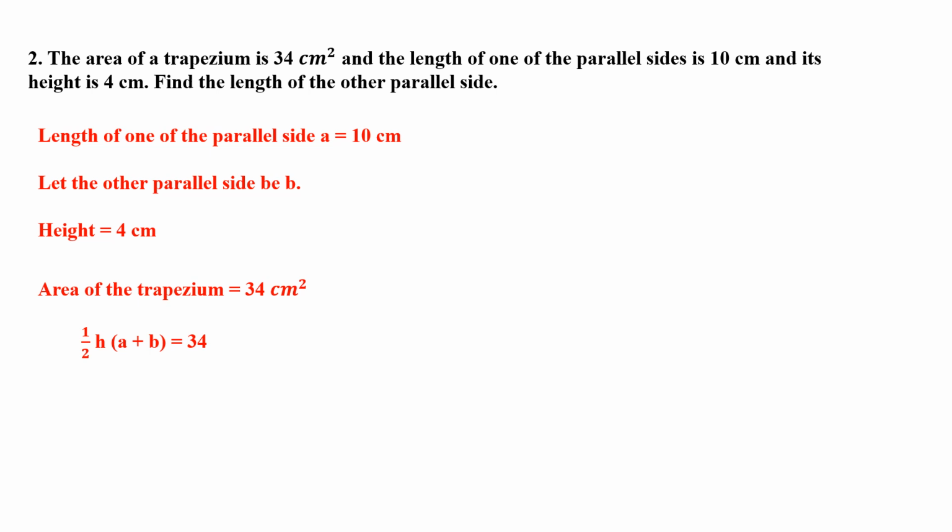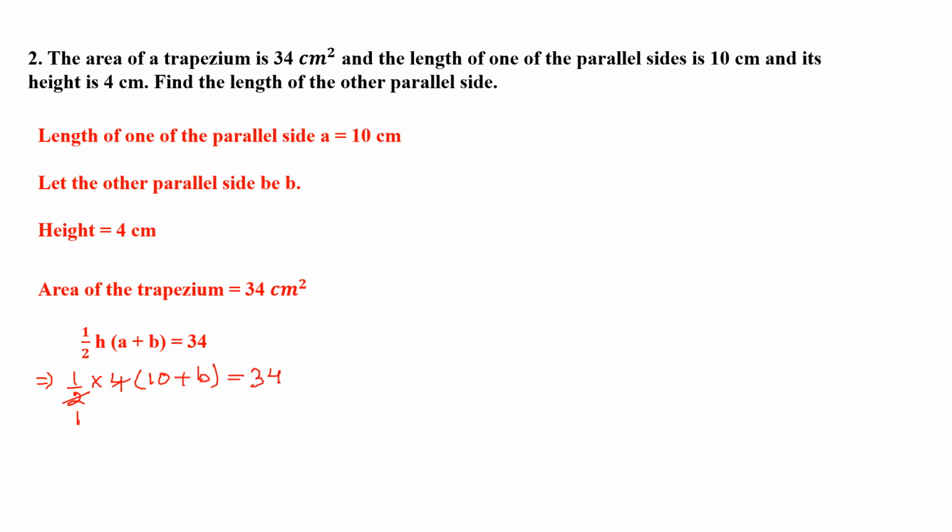Now I'm going to put all the values over here. So I will get half into height, which is given as 4, and the parallel side is 10, and the other parallel side I have assumed as b only. So it will be like that.